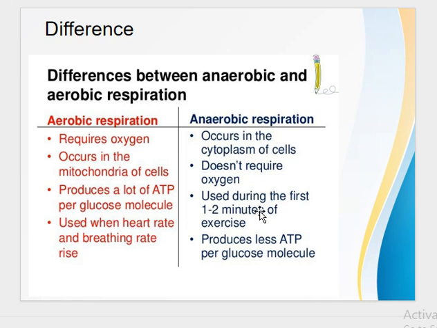Anaerobic respiration is used during the first 1-2 minutes of exercise and does not require oxygen. Aerobic respiration is used when heart rate and breathing rate rise. Anaerobic respiration produces less ATP per glucose molecule. This is the difference between the aerobic and anaerobic respiration process.